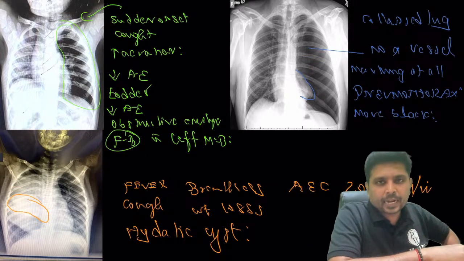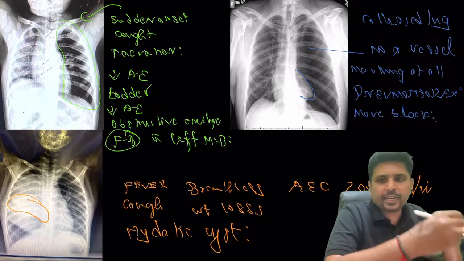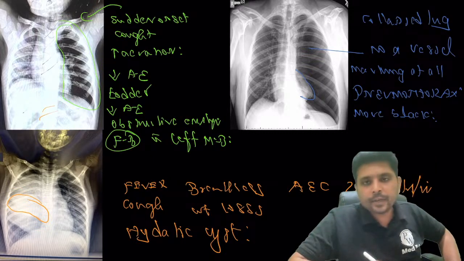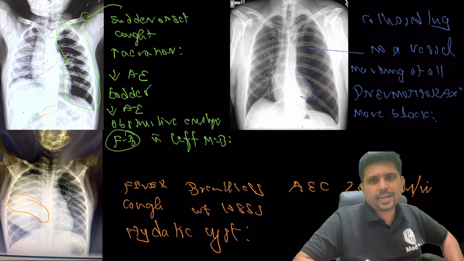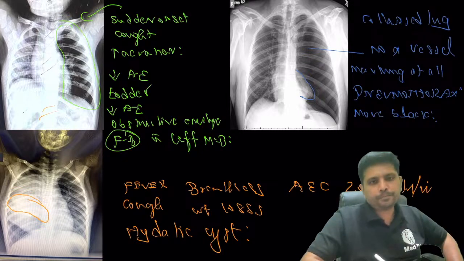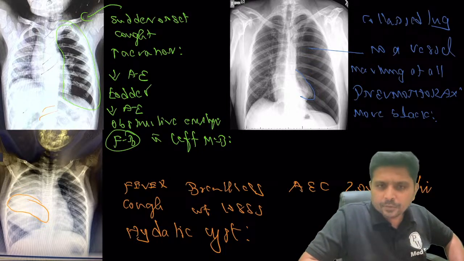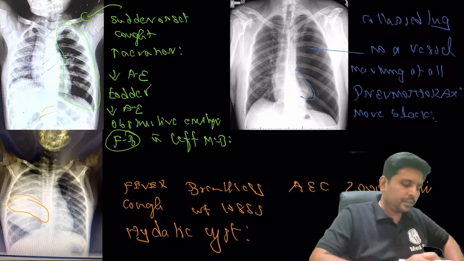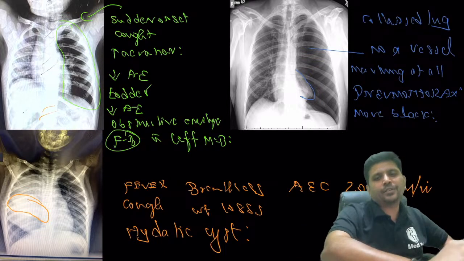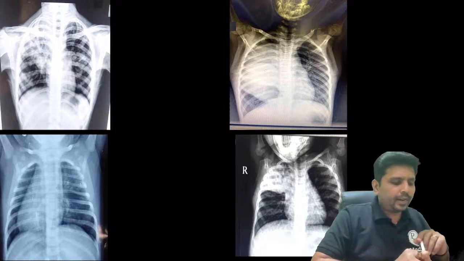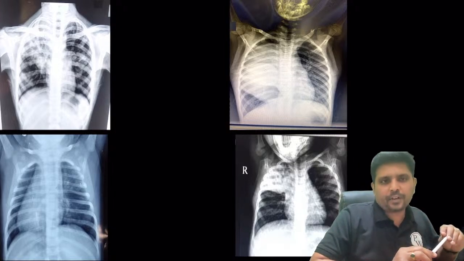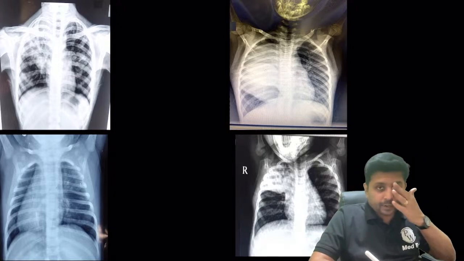So unilateral hyperinflation with reduced air entry but vascular markings present: foreign body. Unilateral hyperinflation with very much collapsed lung, absent air entry and absent vessel markings: pneumothorax. And this is, what is that? Hydatid cyst. These are all our own X-rays. Okay. Now, let me come up with one more set of X-rays.